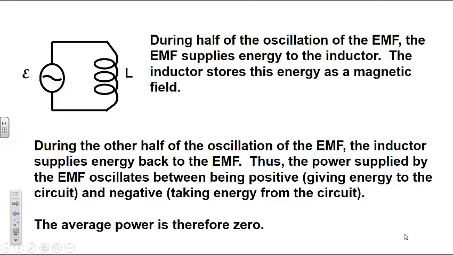During half of the oscillation of the EMF, the EMF supplies energy to the inductor. The inductor stores this energy as a magnetic field. During the other half of the oscillation of the EMF, the inductor supplies energy back to the EMF. Thus, the power supplied by the EMF oscillates between being positive, giving energy to the circuit, and negative, taking energy from the circuit. Therefore, the average power is 0.